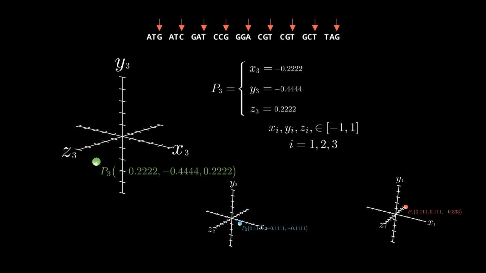Now we have 3 points, P1, P2, and P3, which represent the positive control ORF using the first formula. Notice that P1, P2, and P3 occupy different three-dimensional spaces. This is because P1 is located in the axes x sub 1, y sub 1, and z sub 1 dimensions, while P2 is located in the axes x sub 2, y sub 2, and z sub 2 dimensions, and likewise with P3.